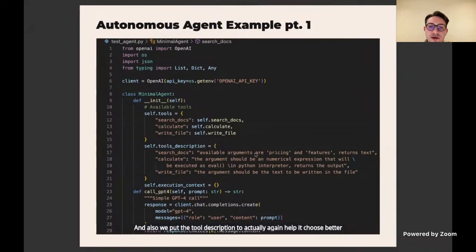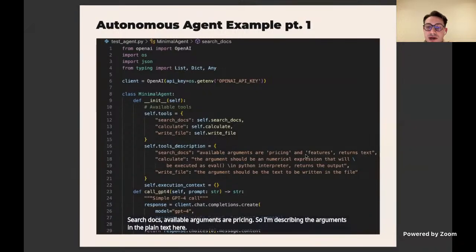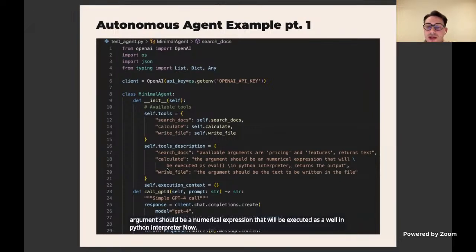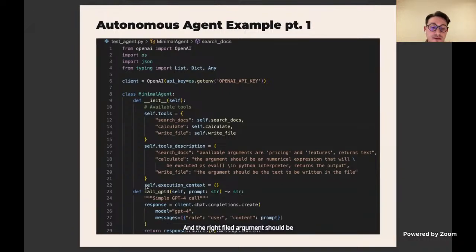Search docs, available arguments are pricing, features, returns, text. So I'm describing the arguments in plain text here. Calculate. The argument should be a numerical expression that will be executed as eval in the Python interpreter, and it returns the output. LLMs can make mistakes in math in the calculation, so we define the calculator as a separate tool. And the write file, the argument should be the text to be written in the file.